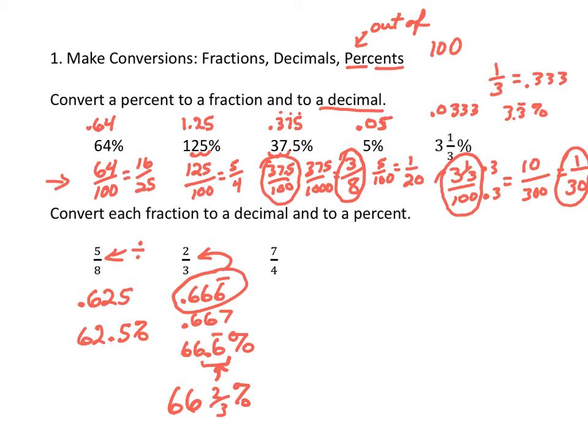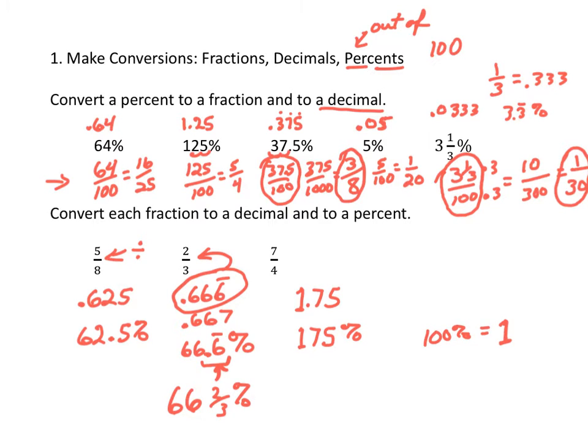7/4 is 7 divided by 4. 7 divided by 4 is 1.75. Notice that 1.75 is larger than 1, so that when we multiply that by 100, it's going to be 175%. It's going to be a percent bigger than 100. Numbers larger than 1 turn into percents that are larger than 100. 100% in decimal form is equal to 1. 100% is equal to 1.